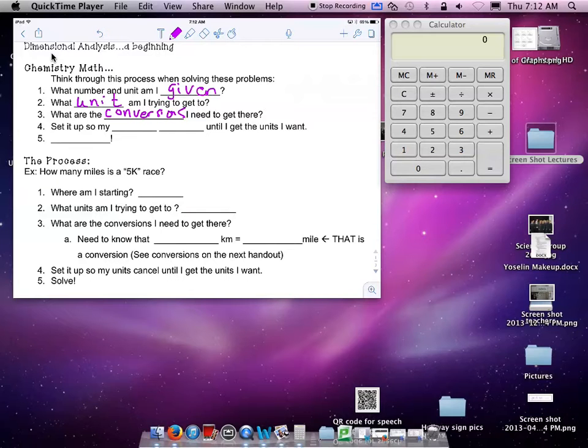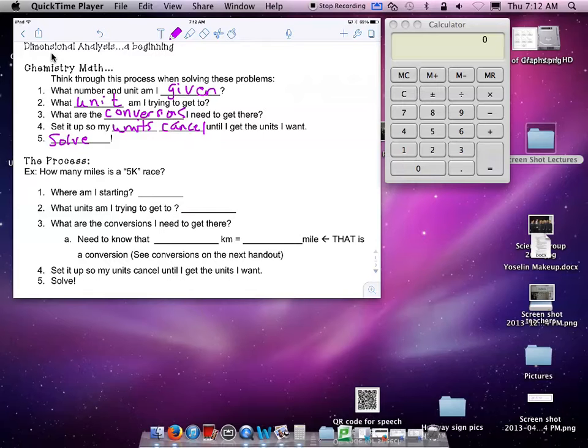And so then after you know where you're starting and where you're going and what conversions you need, the next thing is that you set up your problem so that your units cancel. That's using your math knowledge that if you divide by the same thing, like 2 divided by 2, the 2's cancel out, or x divided by x, the x's cancel out. So that's what we mean by setting it up so that your units cancel. And then the last step will be just to solve. We'll review that a little bit, but basically you'll multiply anything that's on the top of a conversion and divide anything that's on the bottom of a conversion.